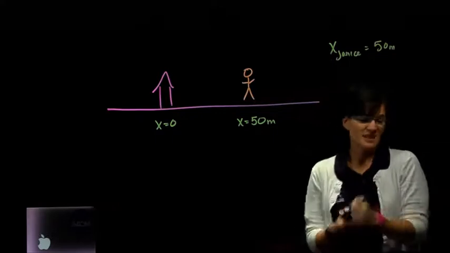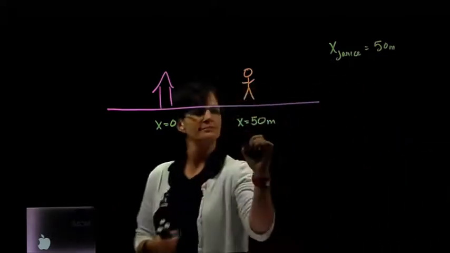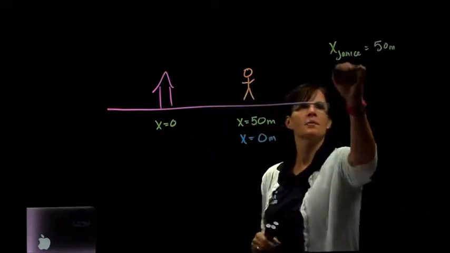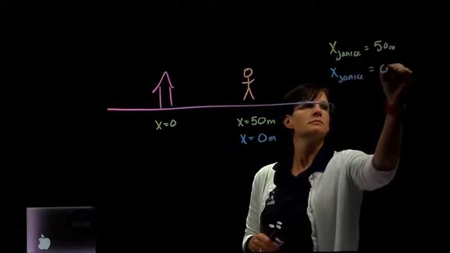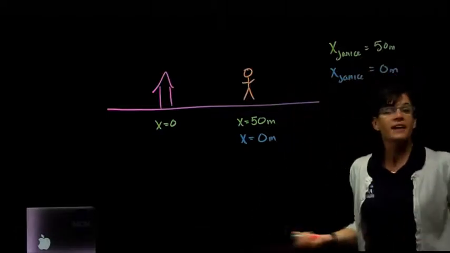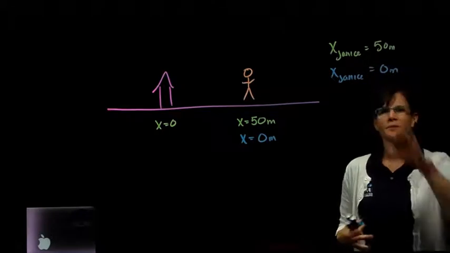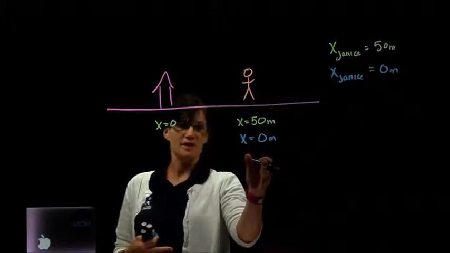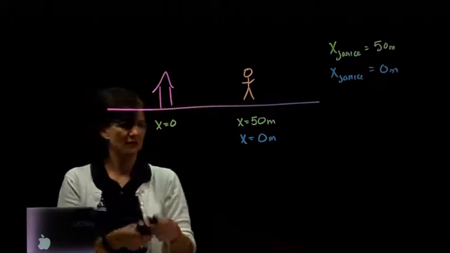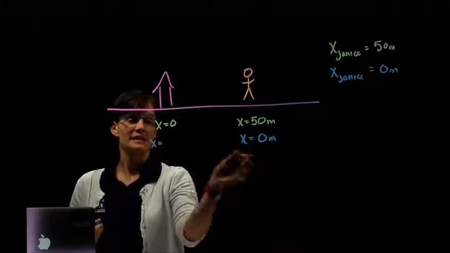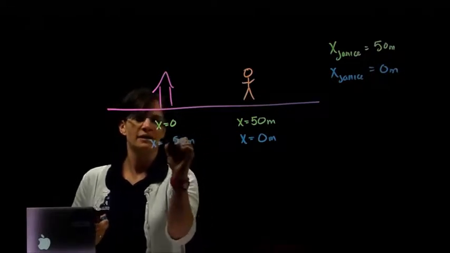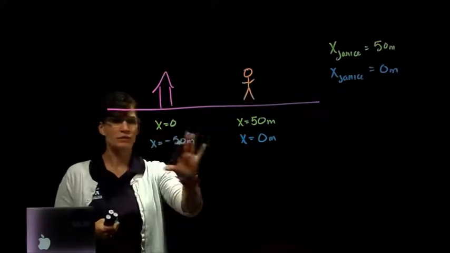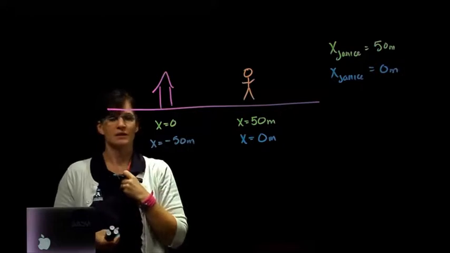I actually have another choice. I could say the position of Janice is 0. What if I define Janice as the origin? Well then, Janice is at 0 meters. I can make that choice when I'm defining the world. Well, if Janice is at 0 meters, well then where's the house? Okay, well, if this is my origin, the house is to the left of the origin. The house then is 50 meters to the left, so it's negative 50. So we can define the same situation in two different ways, how we choose the origin.